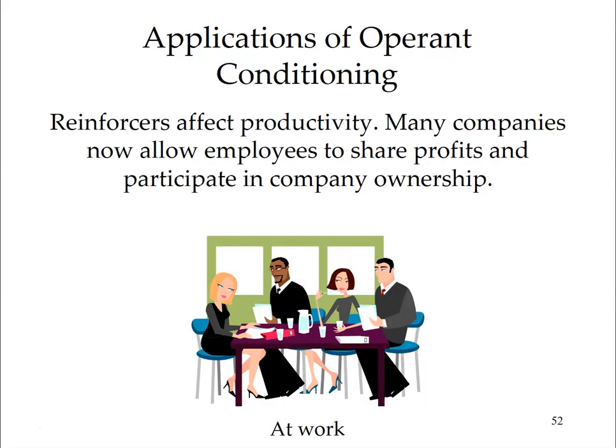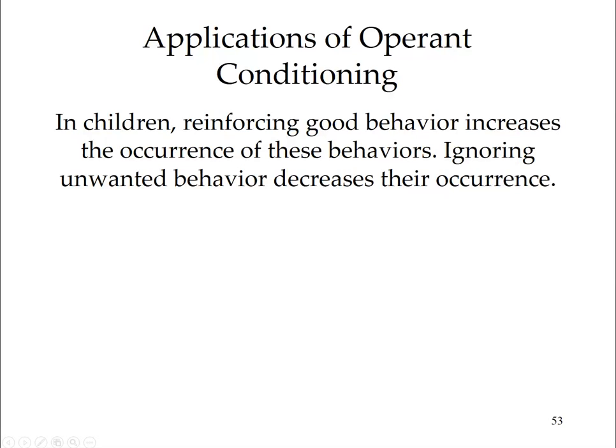At home, people's use of energy has been decreased by altering the consequences through providing feedback. Parents can reward behaviors that are desirable and not those that are undesirable. To reach our personal goals, we can monitor and reinforce our own desired behaviors and cut back on incentives as behaviors become habitual. In children, reinforcing good behaviors increases the occurrences of these behaviors.